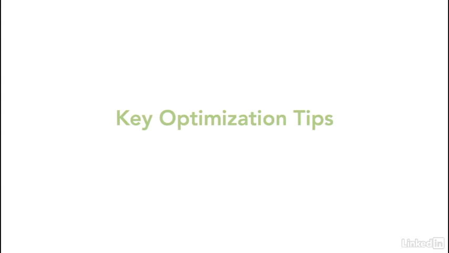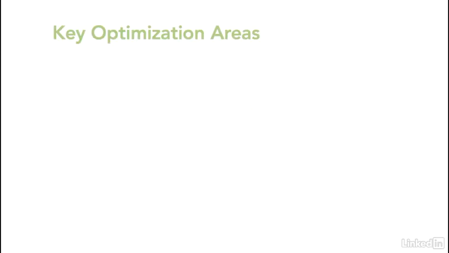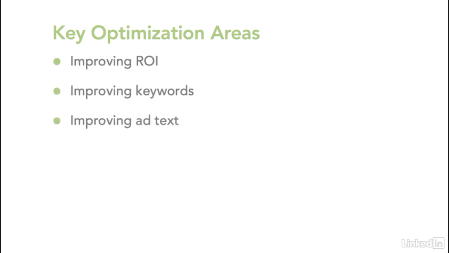Now that you have the basics of your AdWords account set up, it's time to look at some ways to optimize when you begin scaling. We're going to talk about 4 key optimization areas: improving your ROI, improving your keywords, improving your ad text, and improving your bids. Let's start by talking about how to improve your ROI.